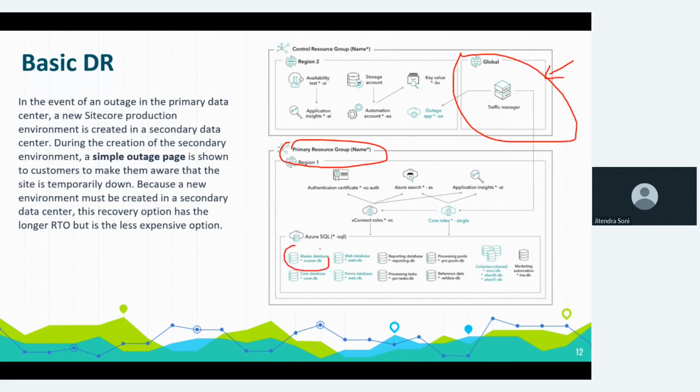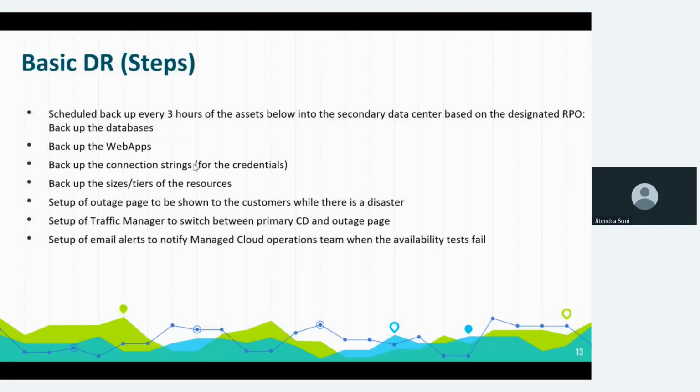If one of the instances here goes down, you have to perform all the manual activities. You have to deploy it again, and then you need to update the connection strings. In that case, there would be a simple outage page showing on your website that says the site is down, we are recovering.